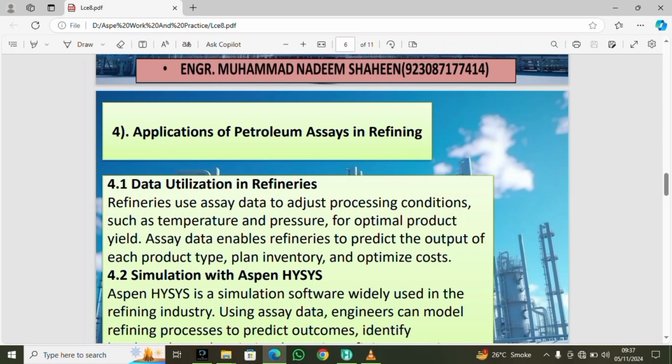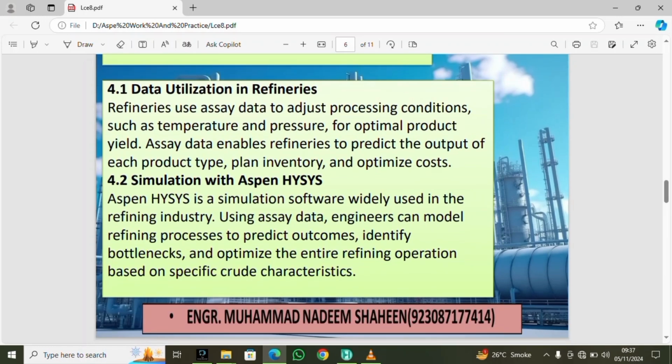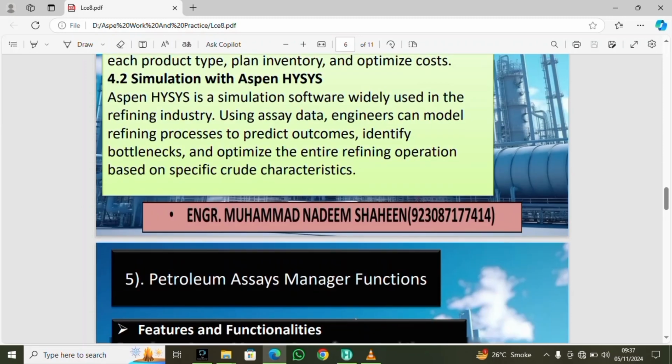Applications of petroleum assays in refining: data utilization in refineries. Refineries use assay data to adjust processing conditions such as temperature and pressure for optimal product yield. Assay data enables refineries to predict the output of each product type, plan inventory, and optimize cost. Simulation with ASPEN HYSYS is best for crude oils. ASPEN HYSYS is simulation software widely used in the refining industry. Using assay data, engineers can model refining processes to predict outcomes, identify bottlenecks, and optimize the entire refining operation based on specific crude oil characteristics.